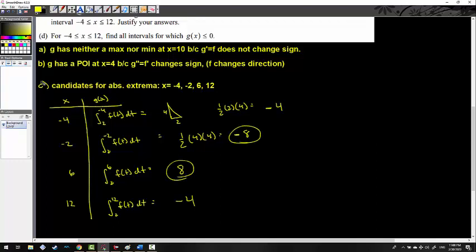So from here, I will just finalize my answer and say G has an absolute min value of negative 8 at x equals negative 2, and G has an absolute max value of 8 at x equals 6.